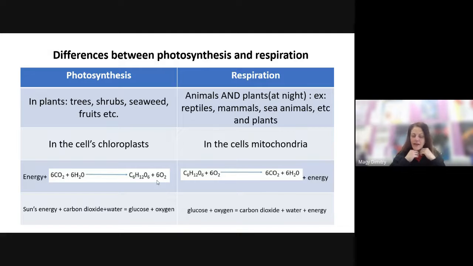Okay? And may I also point out that they are balanced. 6 carbons, 6 carbons. 6 times 2, 12 oxygens. And over here I have, look, 6 times 2, 12. And here, 6 times 2, 12. Who can tell me how many hydrogens I have in total?